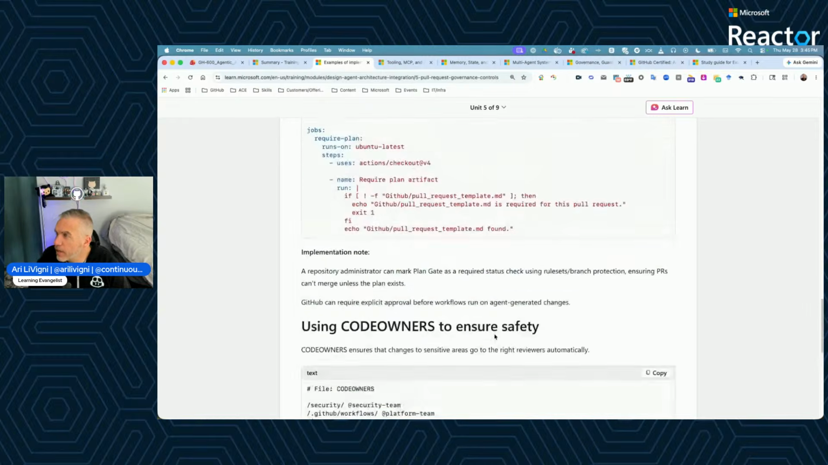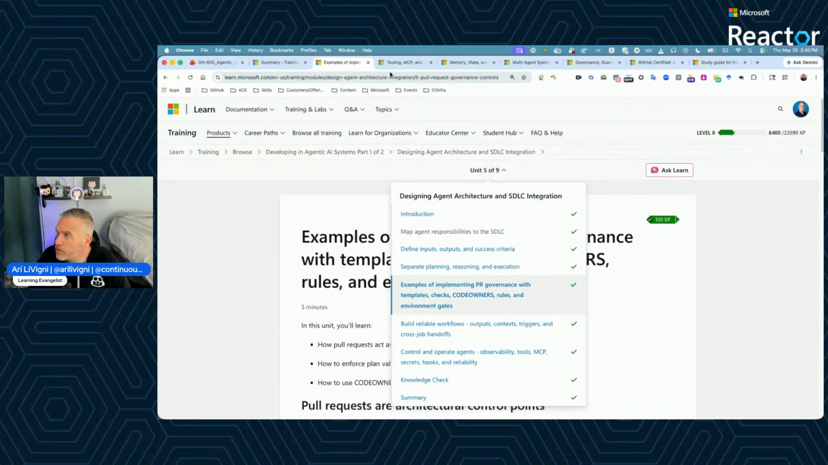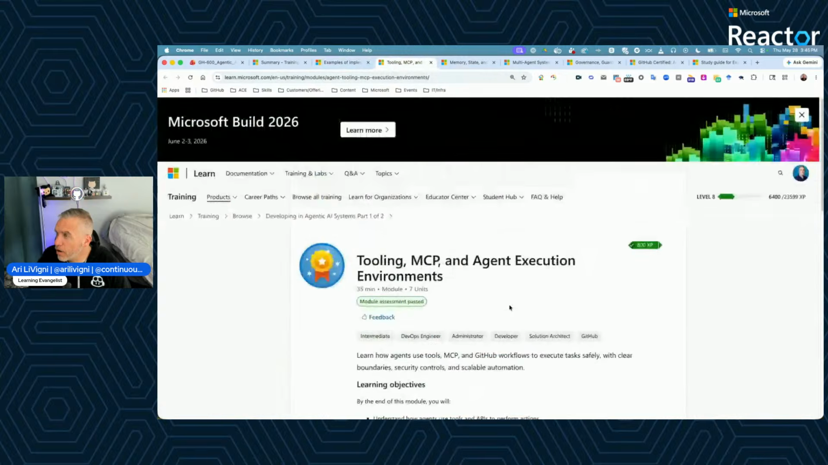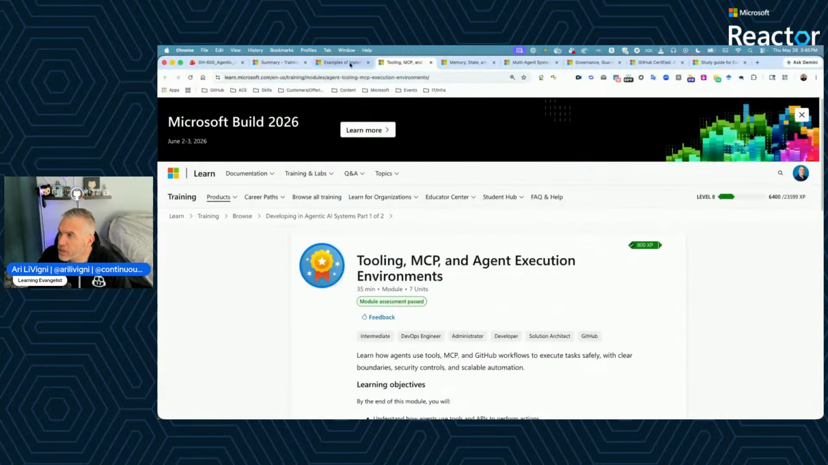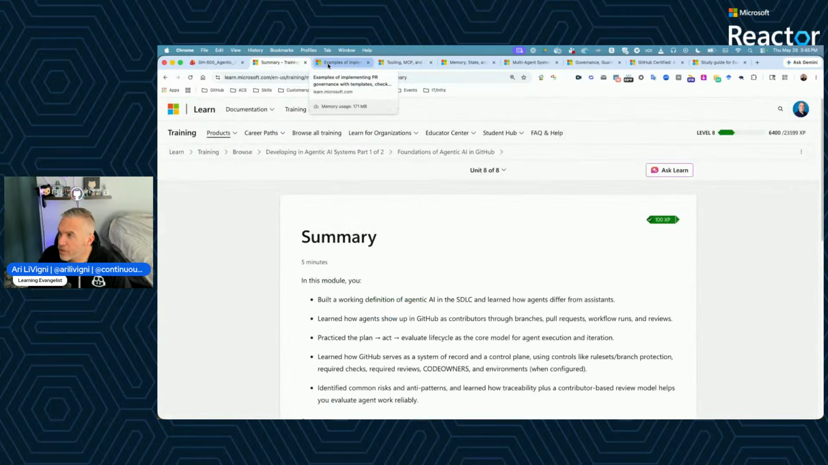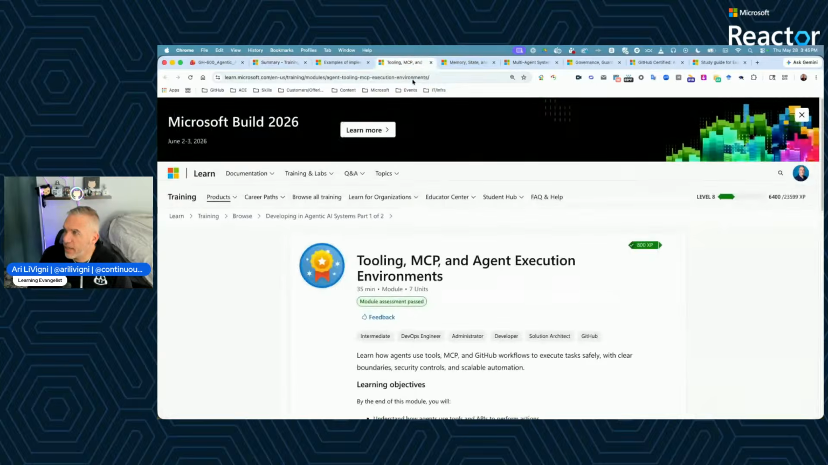All right. So I think we covered that. I'll go into now the tooling and MCP part. These three modules are what's considered the developing agentic AI systems part 1 of 2. Part 3, part 4, 5, and 6 are the other 3 modules. So if that maybe was the question you were asking, that's what we'll get into.